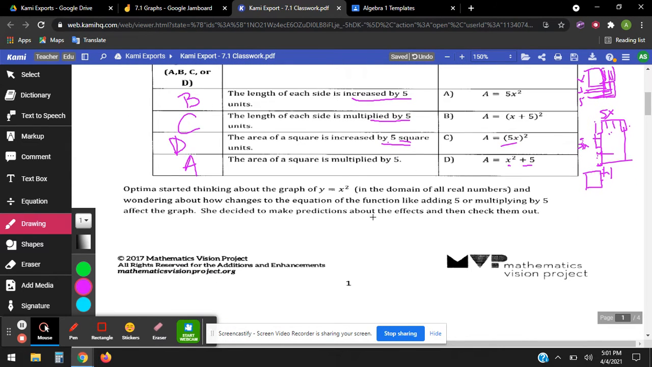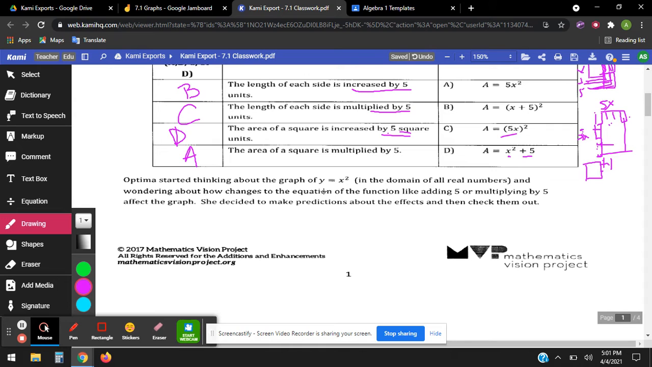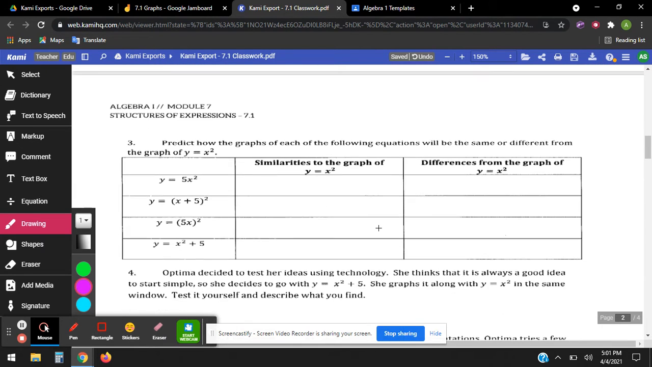Okay, Optima started thinking about the graph of y equals x squared in the domain of all real numbers and wondering about how the changes to the equation of the function, like adding 5 or multiplying, affect the graph. She decides to make predictions about the effects and then check them out. So, predict how the graphs of each of the following equations will be the same or different from our base one of x squared. So 5x squared. Well, let's type in here.